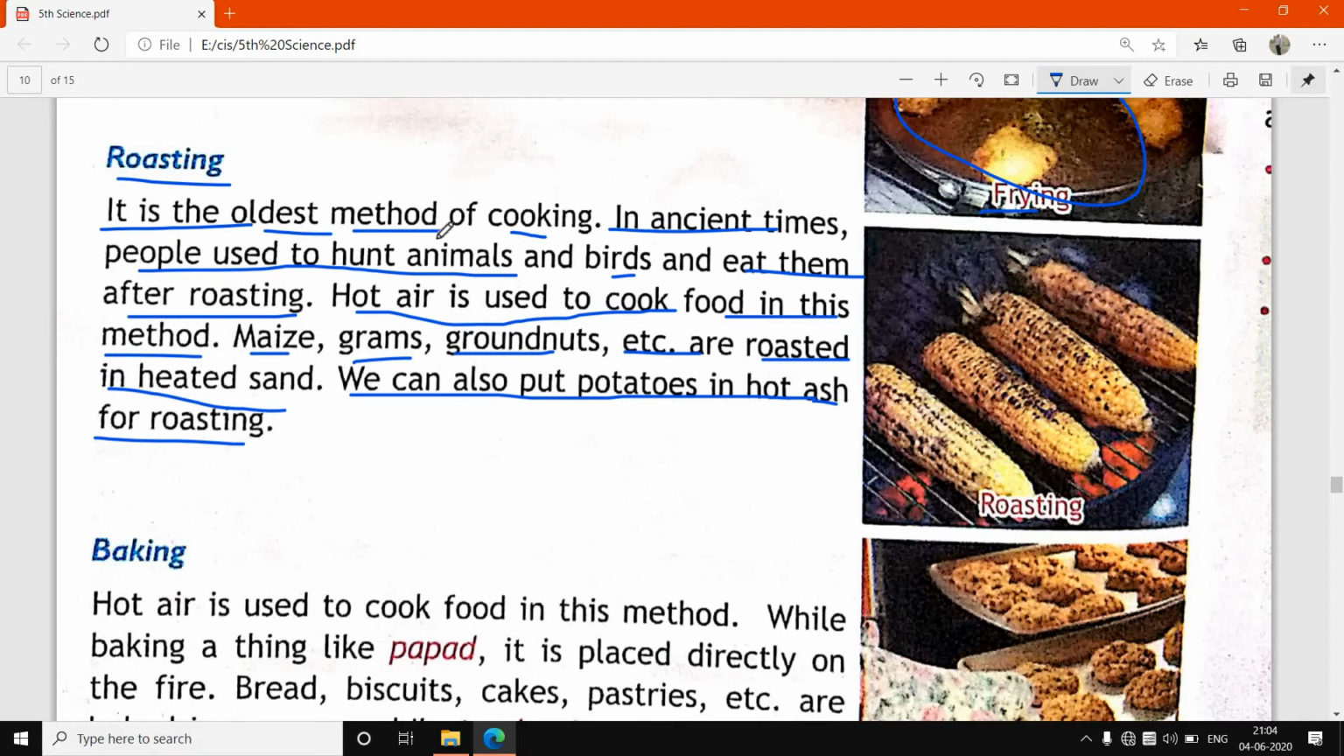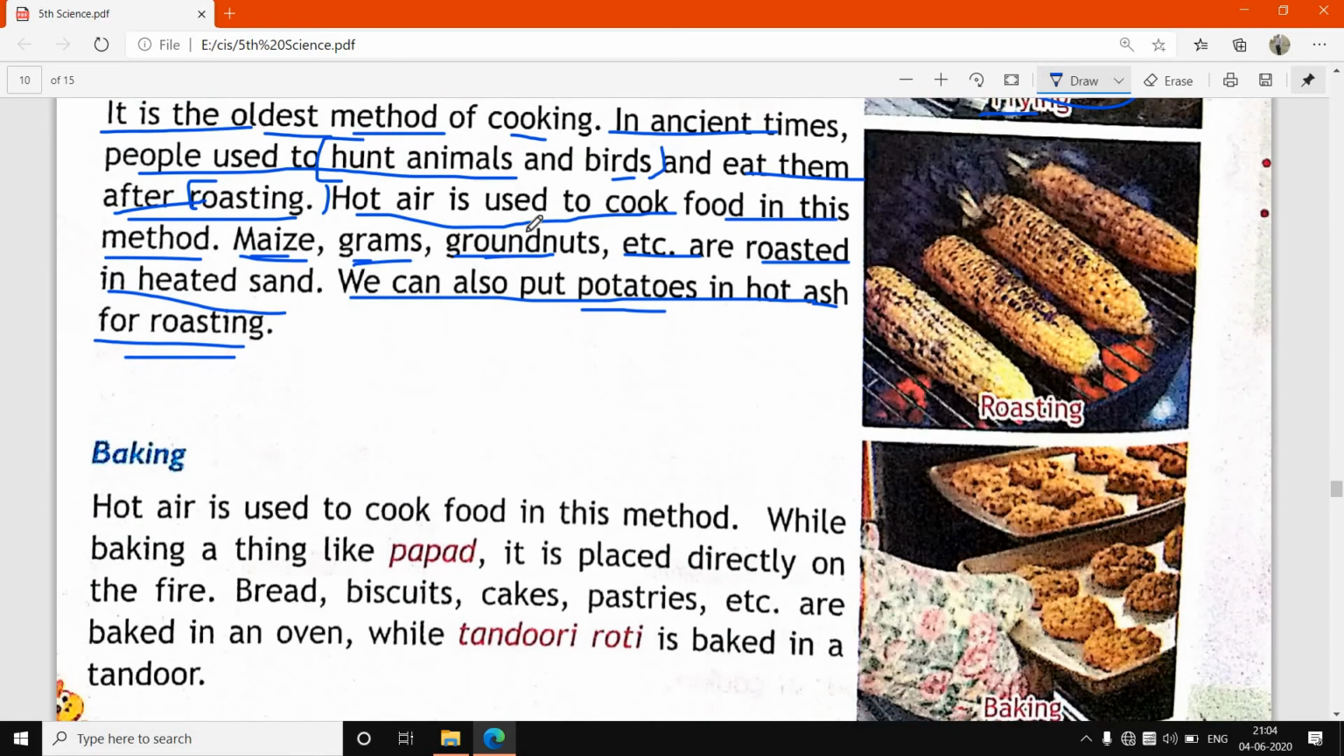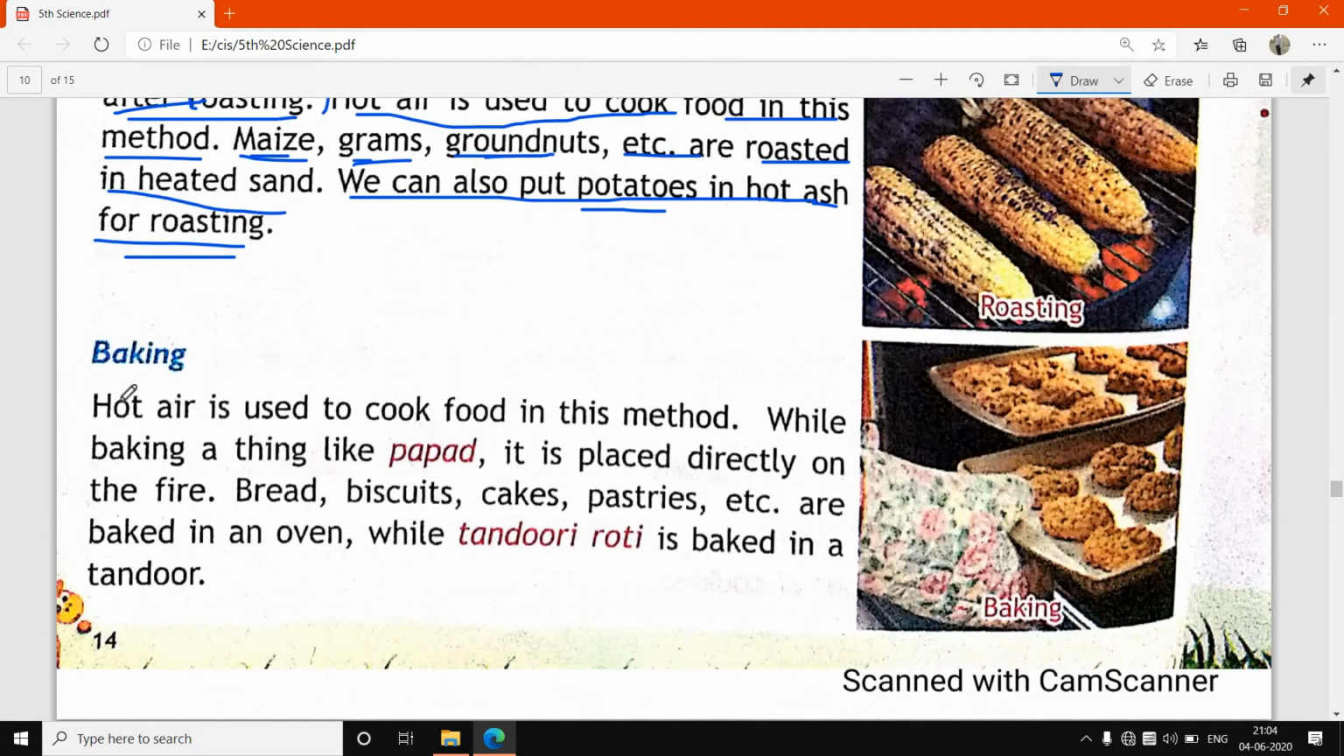In ancient times, people used to hunt animals and birds and eat them after roasting. So जो सबसे पुराना मेथड हमारा कुकिंग का है वो कौन सा है? रोस्टिंग. इसके अंदर जो पुराने टाइम में लोग थे वो क्या करते थे? एनिमल्स का हंटिंग करने के बाद में, बर्ड्स के हंटिंग करने के बाद में उनको रोस्ट करके और ईट करते थे. सो दिस इज आवर ओल्डेस्ट मेथड. This method is used for cooking maize, gram, groundnuts. We will also put potatoes in hot ash for roasting. So this is the oldest method of cooking.